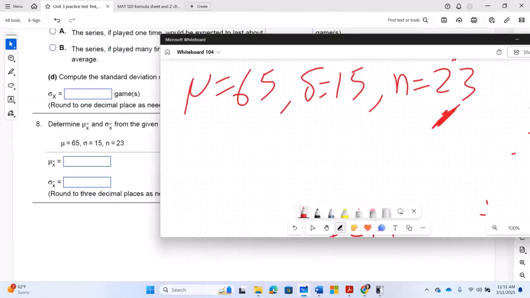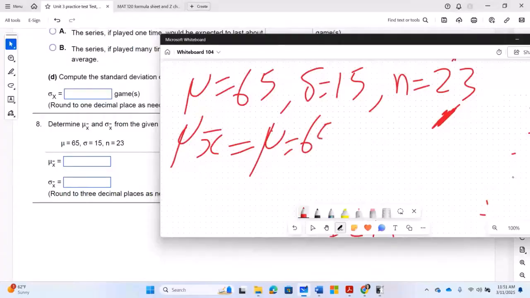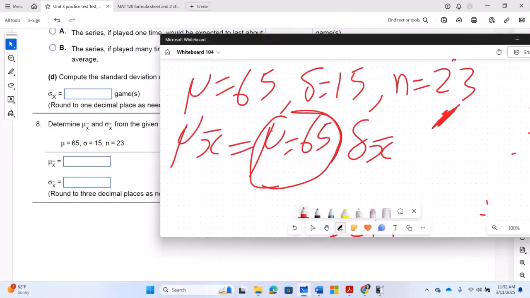Now they're asking us to find mu x bar, which is the mean of the central limit theorem, or the mean of the mean distribution. The mean of the mean distribution is equal to the mean of the original data, according to the definition of central limit theorem. And then we're also told to find the standard error. The standard error is the same as the standard deviation of the original data divided by the square root of sample size.